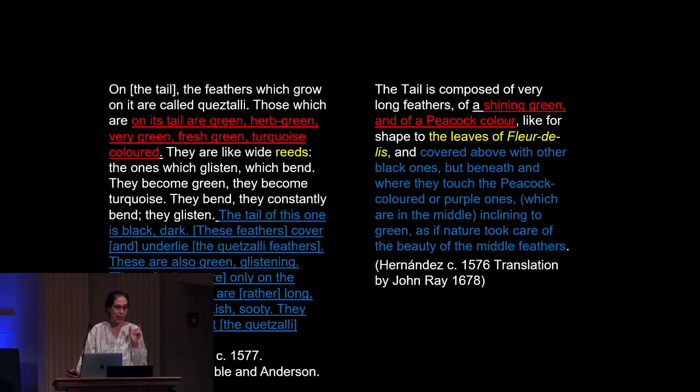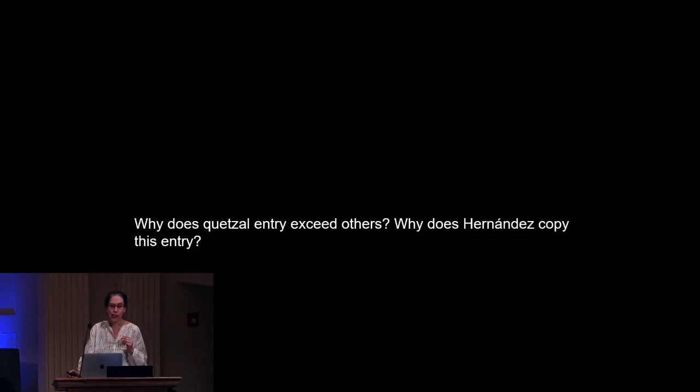And this was really the clue to me that the Latin was following the Nahuatl and not the Spanish, because this is not in the Spanish translation of the Nahuatl of the Florentine Codex: covered with other black ones, but beneath and where they touch the peacock colors or purple ones, which are in the middle, inclining to green, as if nature took care of the beauty of the middle feathers, capturing the idea of the black ones being protective. And so noticing this clue, it led me to ask some other questions, which is, why was this the entry that Hernandez copied so completely in comparison with all of the others?